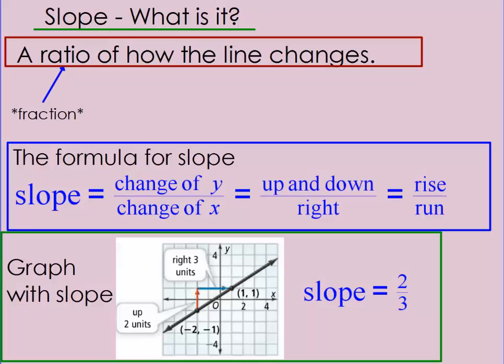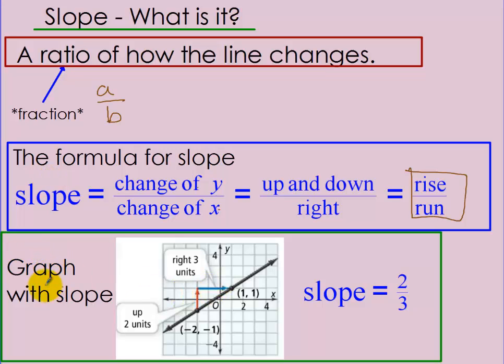But first, before we talk about how to graph that, let's talk about what slope really is. So slope, the official definition, is a ratio of how the line changes. And when I say ratio, I mean a fraction, like some number a over some number b. Now the formula for slope, and we did this a little bit last week, where we were talking about how the points change. So the slope equals the change of y divided by the change of x. Or as we said last time, how much you move up and down over how much you move to the right. Another way you'll see this written is rise over run.